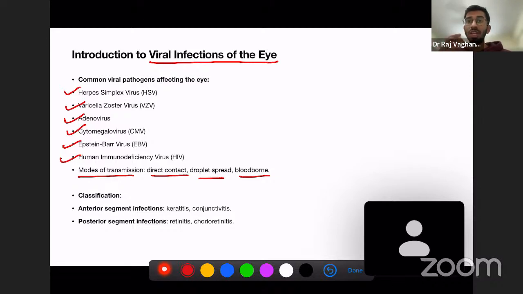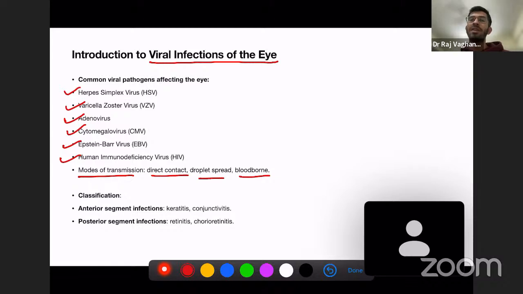Viruses like HSV, VZV, adenovirus, CMV, EBV, and HIV are very lethal viruses. If they cause infection in your eye, for example, herpes simplex virus does not cause infection only in your eyes. It may be affecting other organs or other body parts as well. So it can affect more than one organ. That is the main impact of viral infection.